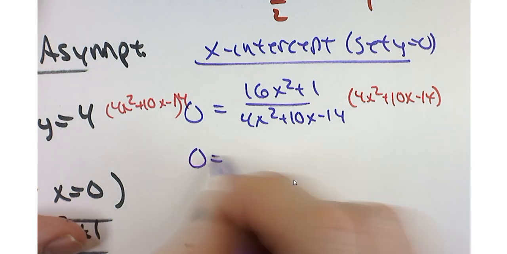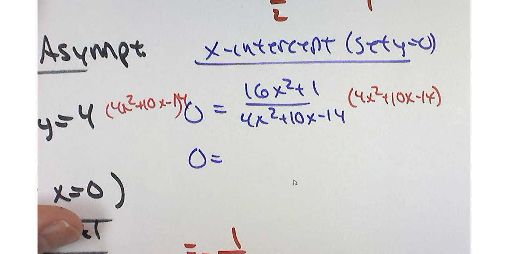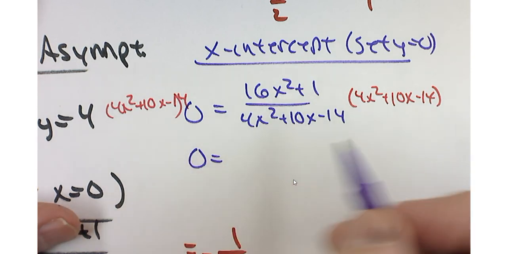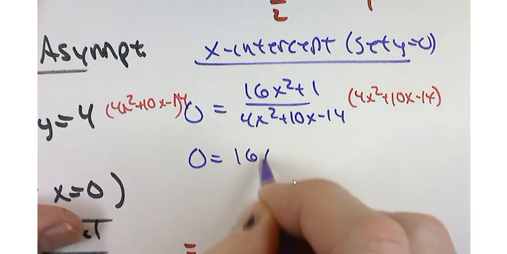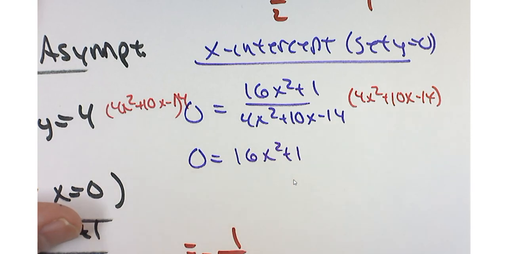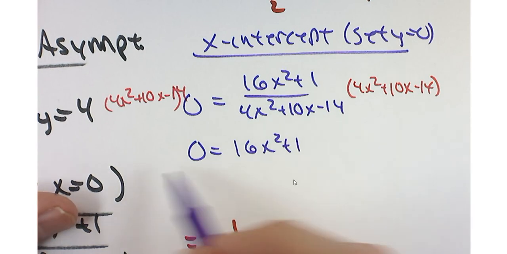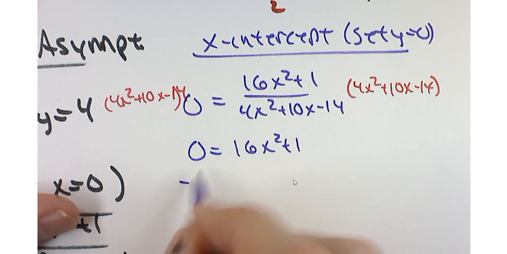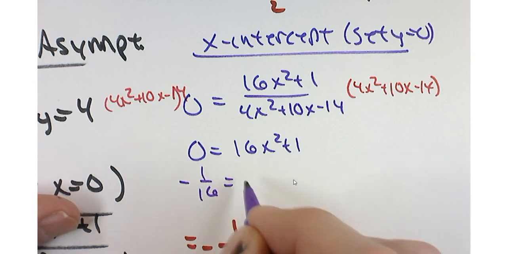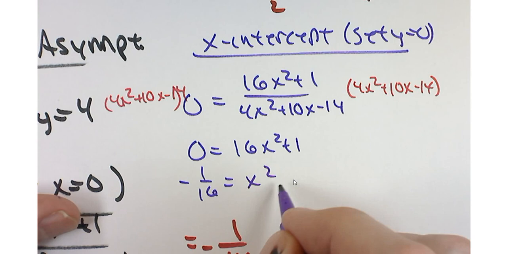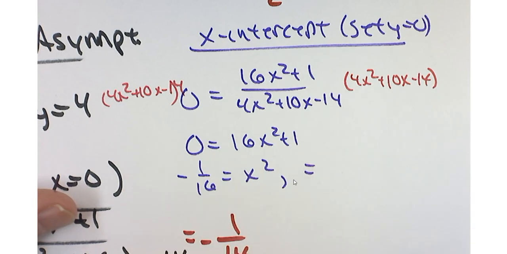On the left-hand side, I get 0, right? It was 0 before, times something is still 0. On the right-hand side, I get 16x squared plus 1. So let's solve for x. I'll move everything over and divide by 16. I get x squared equals negative 1/16.